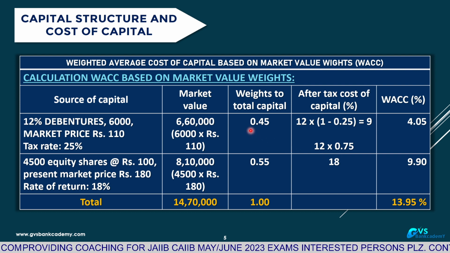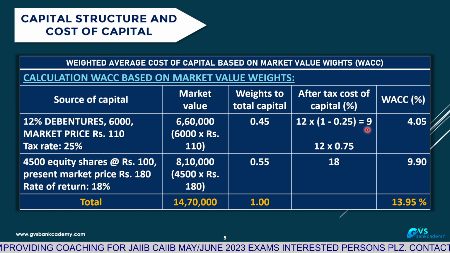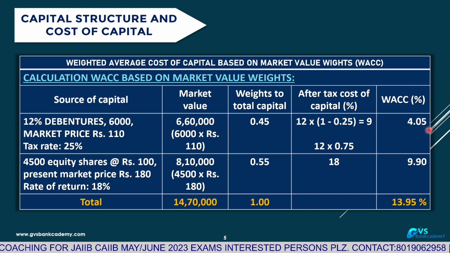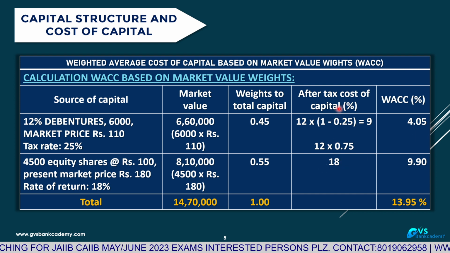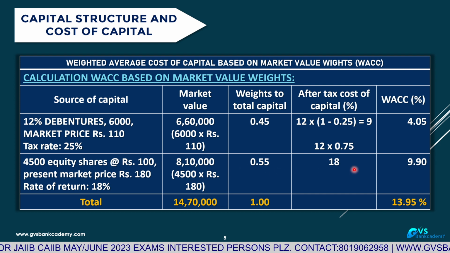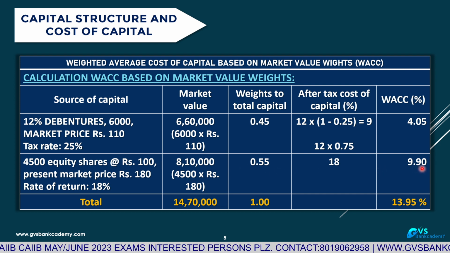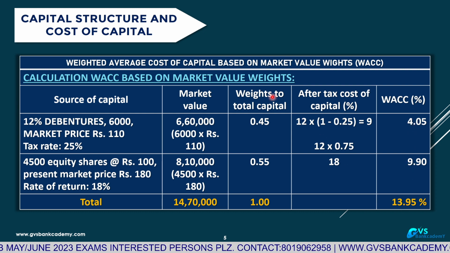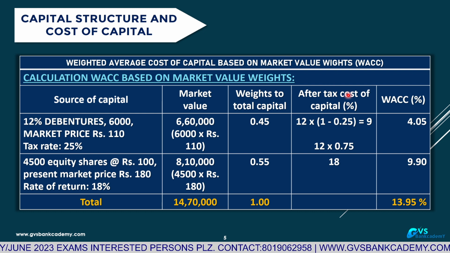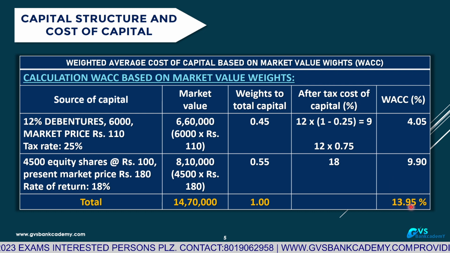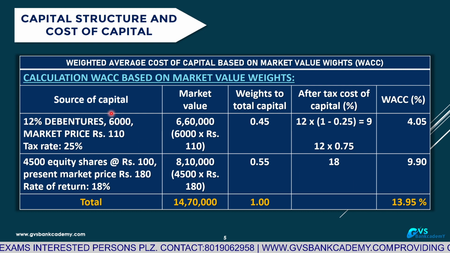Now what is the weight? 0.45 into 9. Weighted after tax cost of debt is 9 into 0.45 weight, that is 4.05. After tax cost of equity 18 into weight 0.55, that is around 9.9. What is the weighted average cost of capital at the rate of market values, not book value? 13.95%.